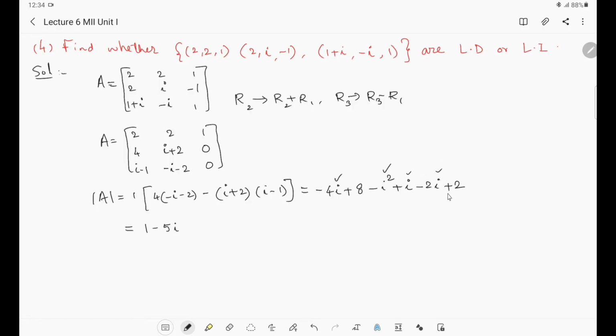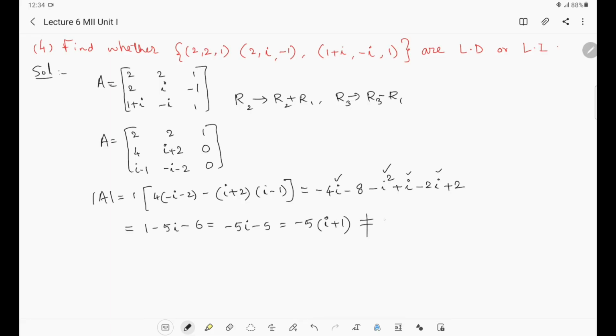Then 8 plus 2 is, sorry, this should be minus, right? Because you see here minus 4i into 2 minus 8, this should be minus actually. So minus 8 plus 2 is minus 6. Then what will happen? This minus 5i minus 6 plus 1 is minus 5. You can take minus 5 common, then it will be i plus 1.